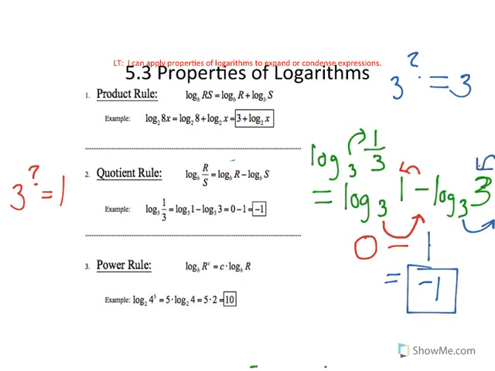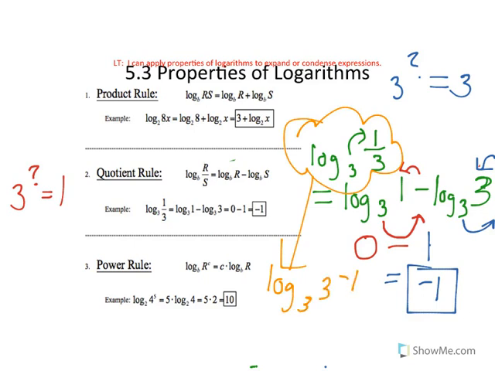Now, some of you might have been able to look at log base 3 of 1/3 and immediately tell me that that's negative 1. You could have done that. I want to remind you of all those other properties that we learned last class. Log base 3 of 1/3, remember that 1/3 could be written as 3 to the negative 1.